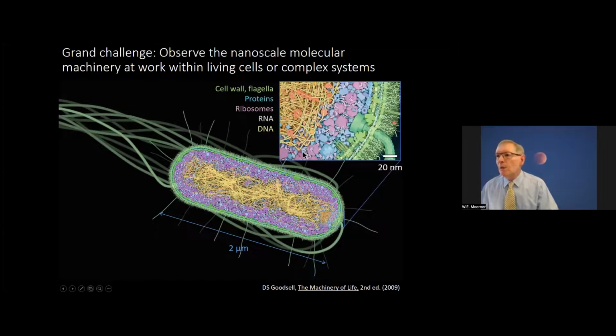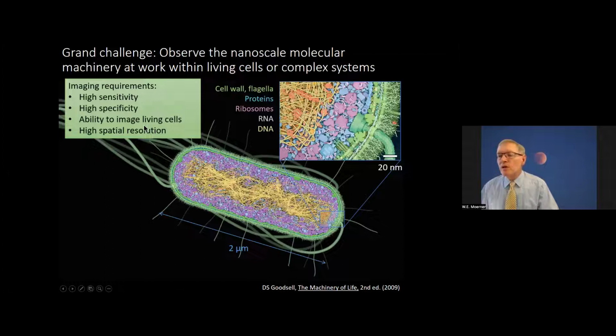There's cell walls, there's flagella, there's ribosomes, RNA, DNA, and so on. So you'd like to have methods that have sufficient detail to observe very small structures, the nanoscale. Well, to image them well, you want high sensitivity and specificity and the ability to image living cells at times. And you want very high spatial resolution. Now, remember I mentioned that at the beginning, because these objects are very close together, you need to have high spatial resolution. But suppose you wanted to do this with light.